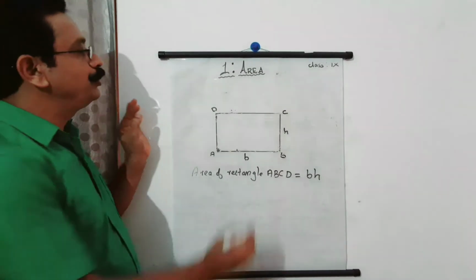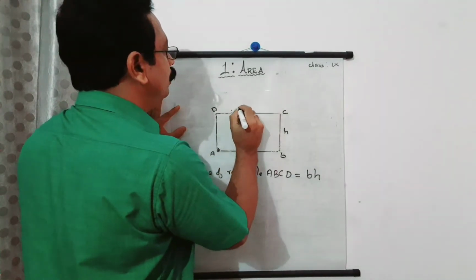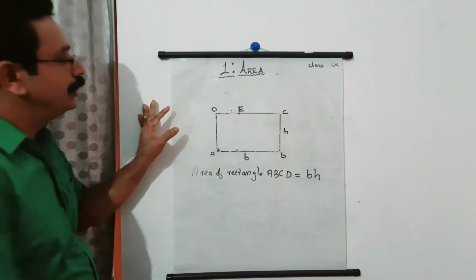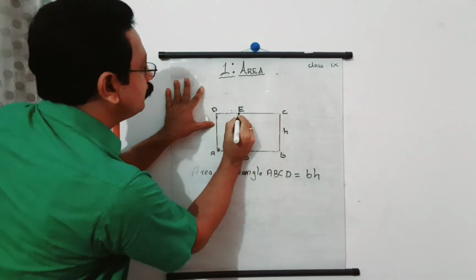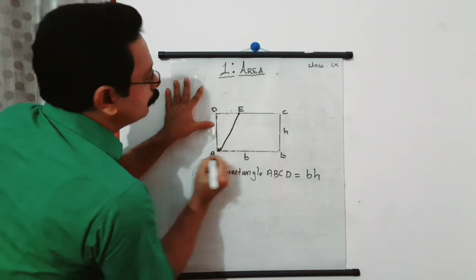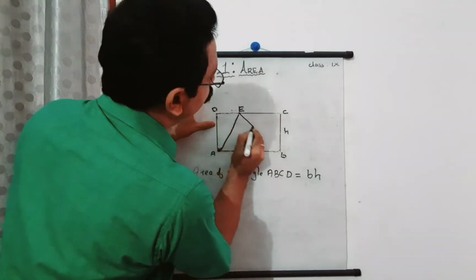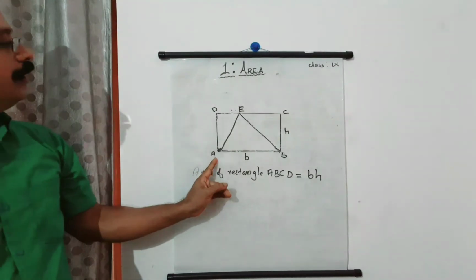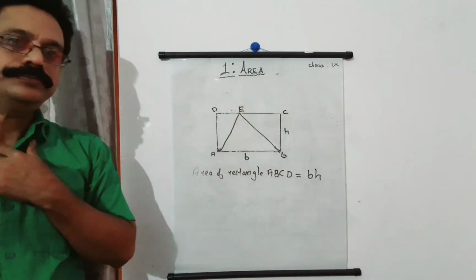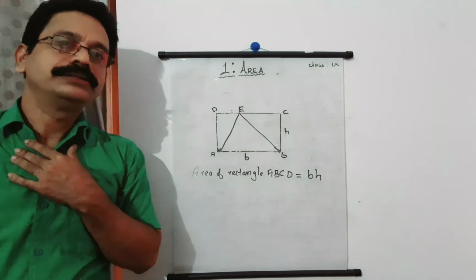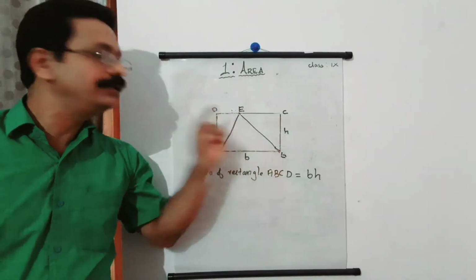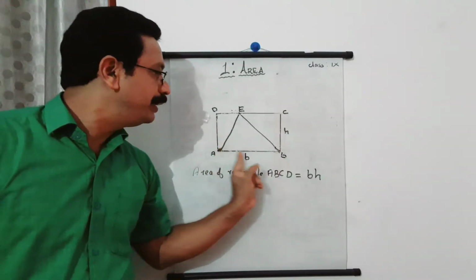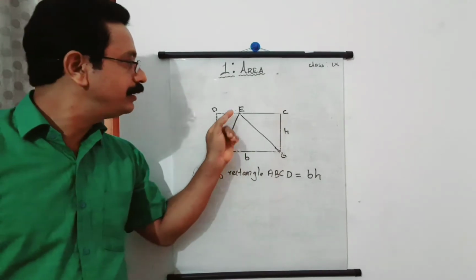Now, I'm going to mark a point E on the side CD. Then I join A and E. Then I join E to B. Now you can see a triangle ABE. Can you find area of this triangle ABE? Here base is given. What about base? Base is b. But height is not given.